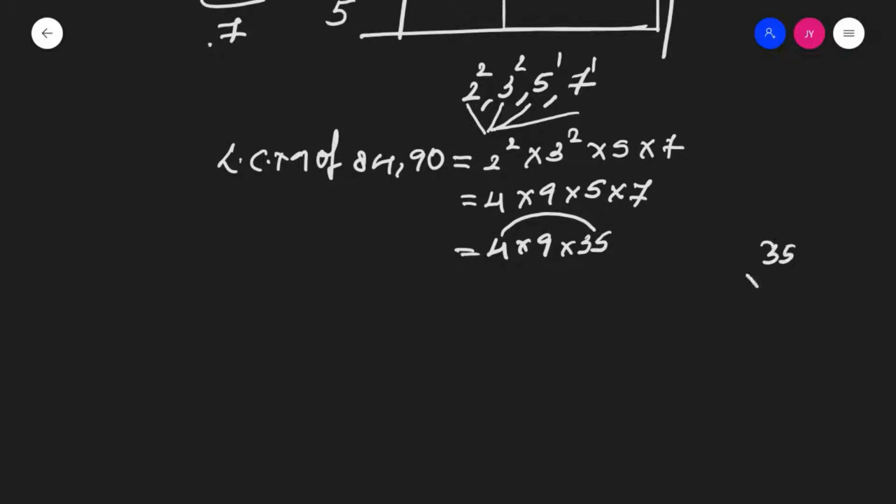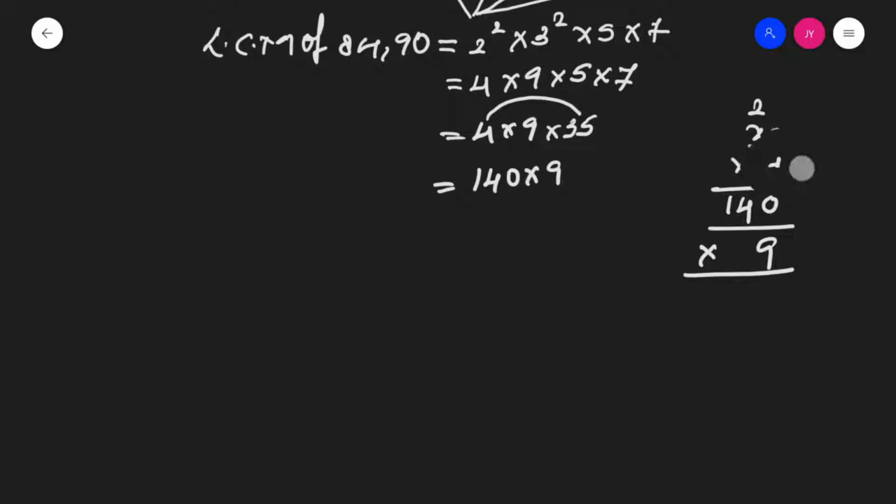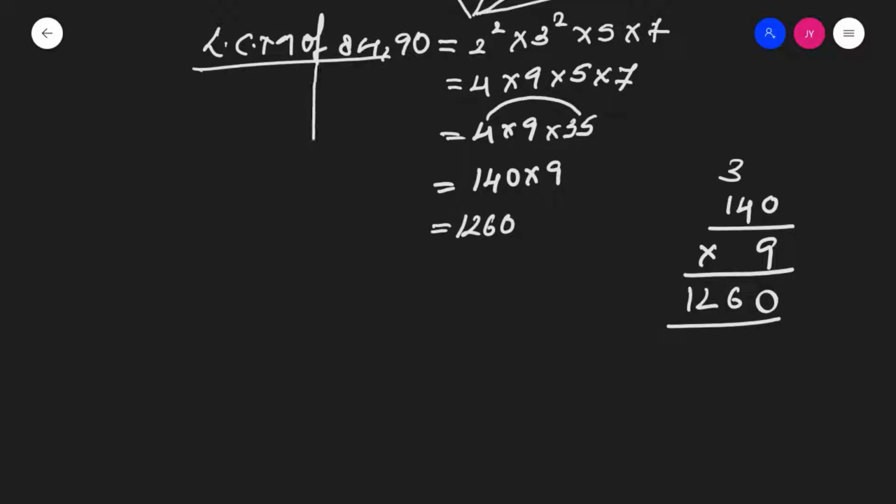35 into 4. So 4 5s are 20, 3 4s are 12 plus 2 is 14. So it will be 140 into 9. 140 into 9. So 9 zeros are 0. 9 fours are 36. And 9 ones are 9 plus 3 is 12. It is 1260. So the LCM of 84 and 90 is 1260.